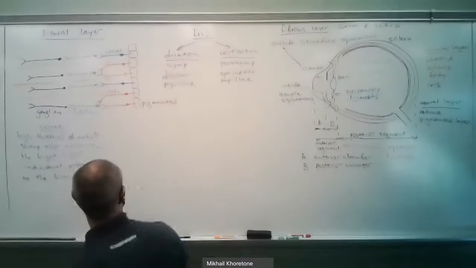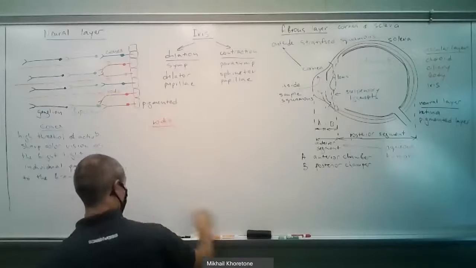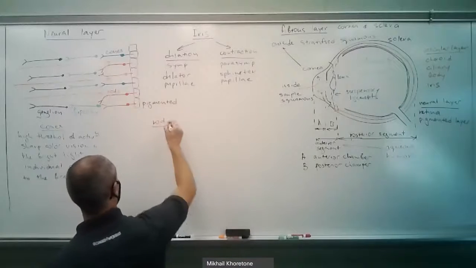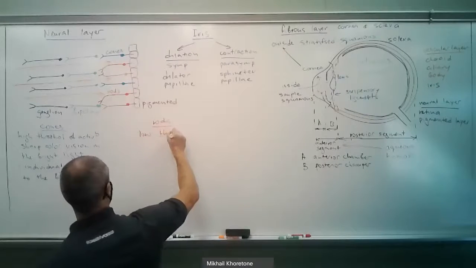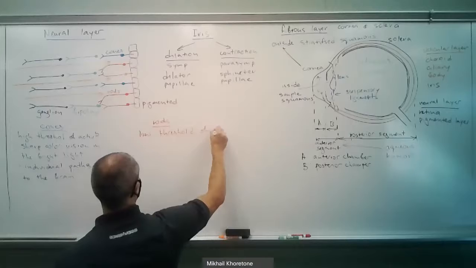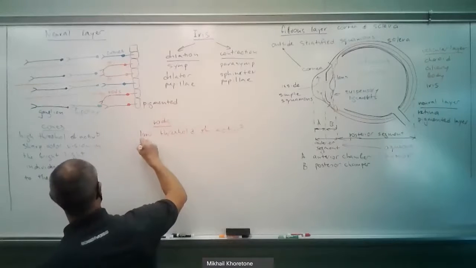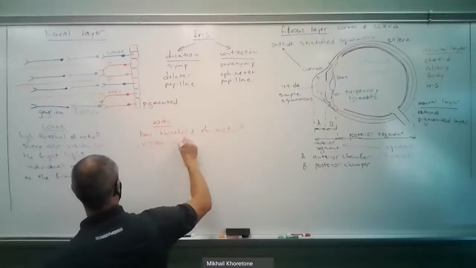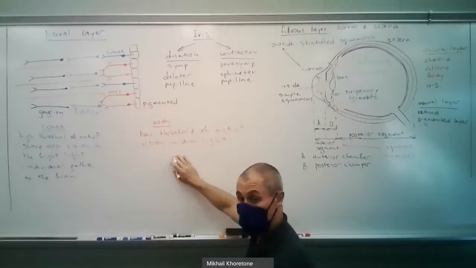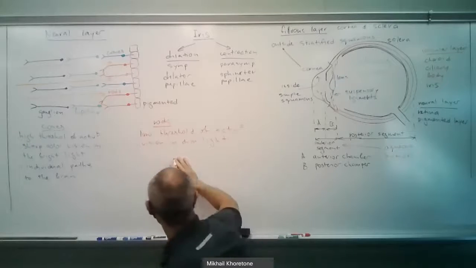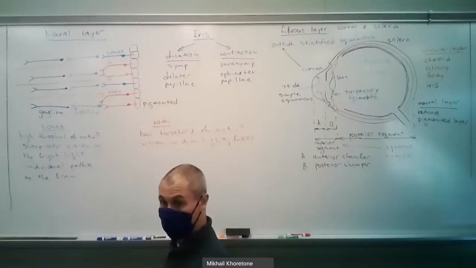Now, rods have a low threshold of activation. Vision in dim light. No color, okay? No color, and the vision is really fuzzy. Are you following me?